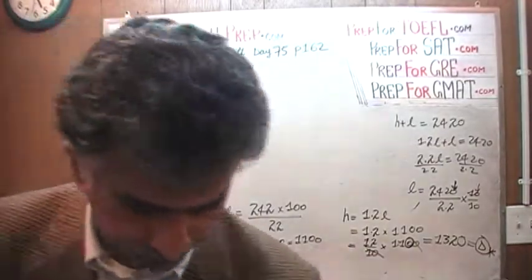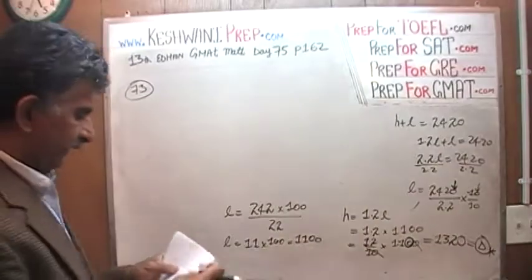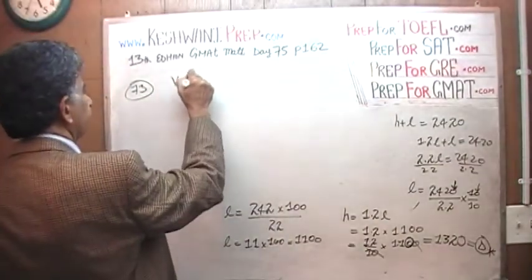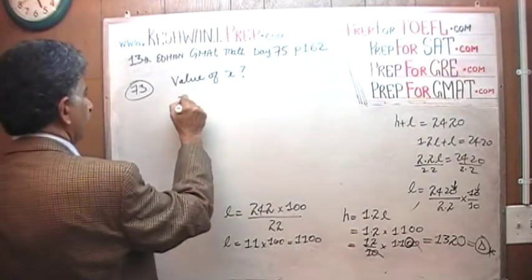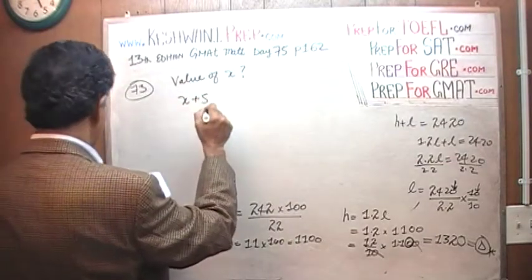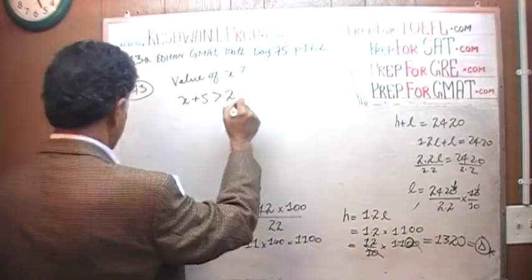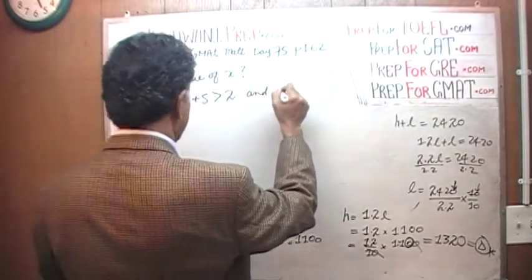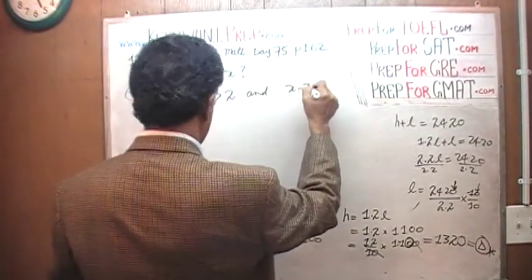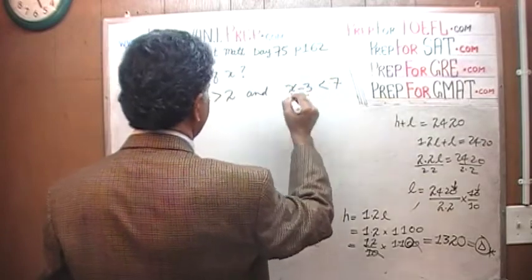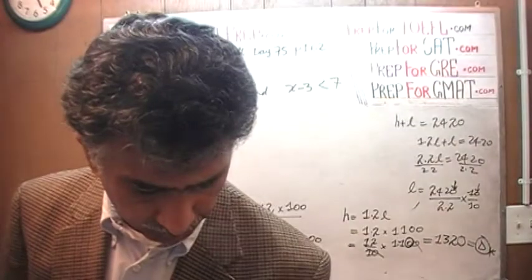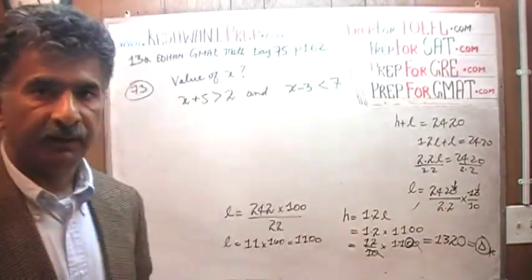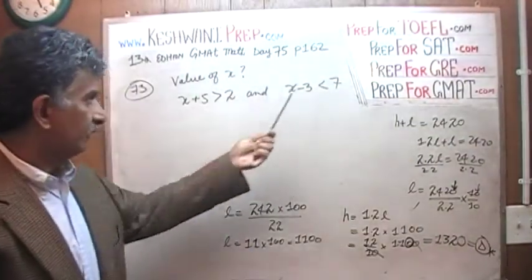The question is, what's the value of x? Value of x. First inequality they give us is x plus 5 is more than 2. And they also tell us that x minus 3 is less than 7. And what they're actually asking us is where does the x fall, in what range, and we have to identify the range, which is the same as saying solve this for x and solve that for x.